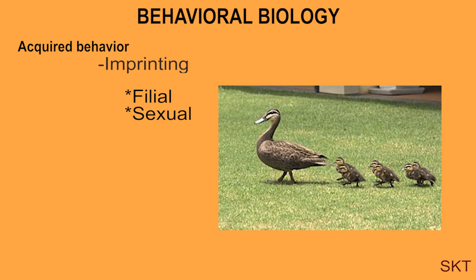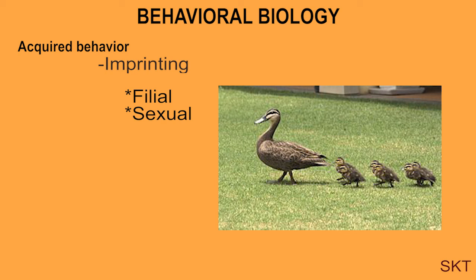Learning in hatchlings or young offspring to recognize their parents and to follow them is filial imprinting. It is seen in animals having extensive parental care. Sexual imprinting also occurs in early life. It is learning to recognize their own species while mating. This type is called sexual imprinting.